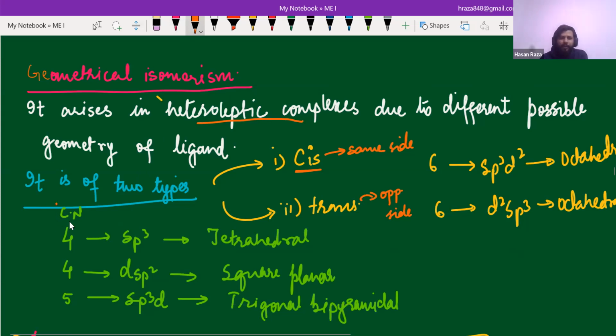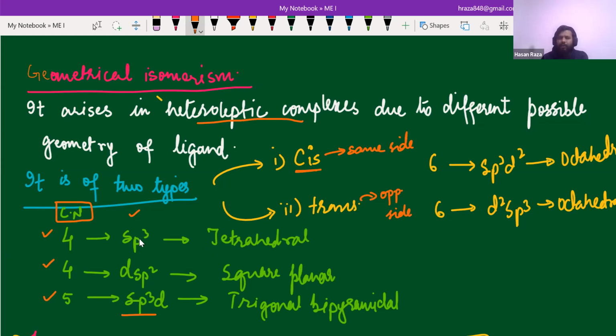Okay. So first of all, you need to remember these points that I had already told you. If the coordination number of any complex is 4, its hybridization is sp3. It can be dsp2 also, and we will study how these hybridizations differ from each other, even with the same coordination number 4, after this topic. And if the coordination number is 5, then it is sp3d.